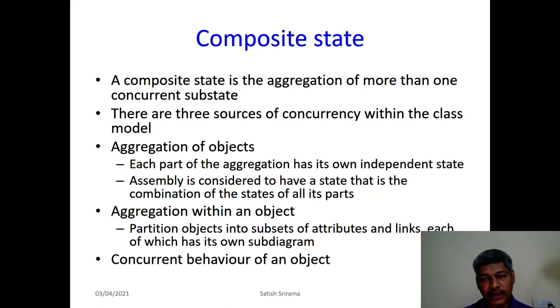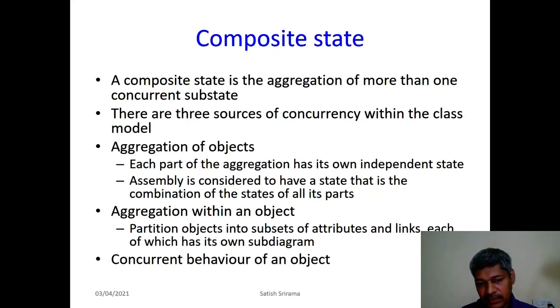The third source of concurrency within this class model is the concurrent behavior of the object itself. We have seen this with an example of an object returning both the cache and the card. That's a concurrent behavior of that particular object. Both these things have to go on concurrently.